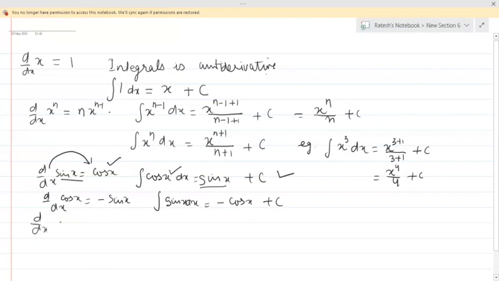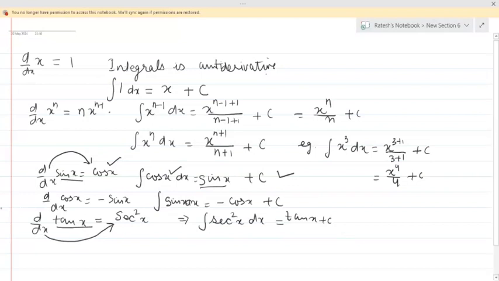Next formula you had: d/dx of tan x. What was that? It was secant square x. So similarly, what can we write? The integral of secant square x dx is equal to tan x plus c. This derivative will be shifted to the other side, and what will be left here is tan x plus c. Is it okay? Got it, my dear students?